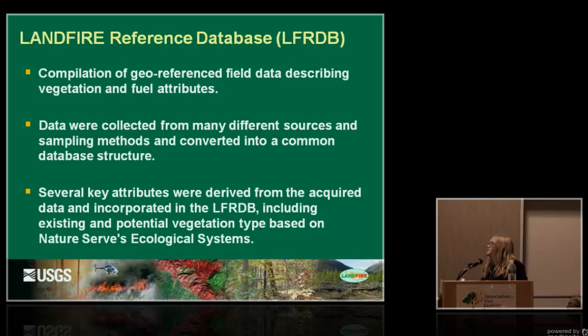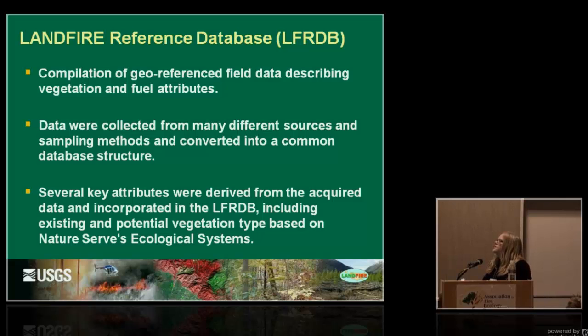Data we're collecting from many different sources and sampling methods. We get all sorts of different projects submit data to us, so we essentially convert it into a common database structure, and then we have it compiled so it can be easily queried and summarized. There are also several key attributes that we derive from the acquired data and that we incorporate into the LFRDB. Some of these include existing and potential vegetation types, which are based on NatureServe's ecological systems. And we also do things like derive uncompacted crown ratios and various canopy fuel metrics that are also included within the LFRDB.